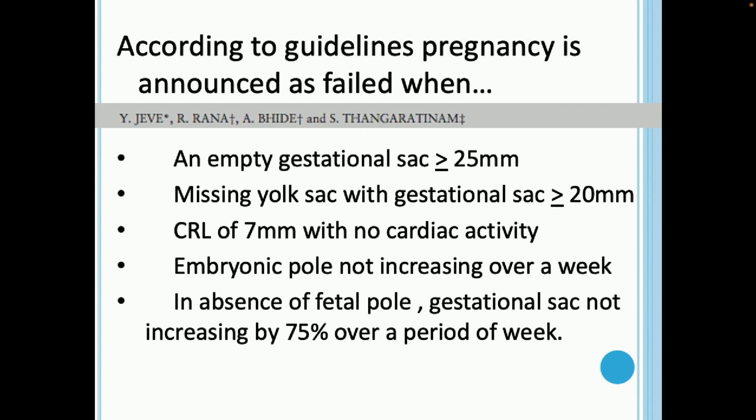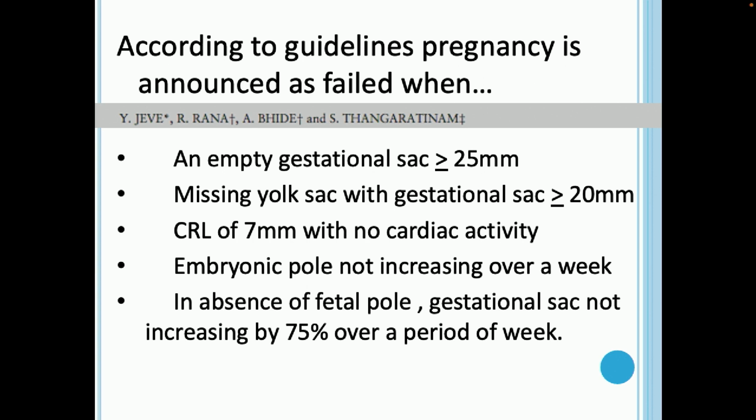Why these guidelines? Because once you report that it is not going to grow, that means it should not grow. It should not happen that you have told the patient the pregnancy is failed, this pregnancy is not going to grow, and in some rare 1% or 0.1% of cases, the patient will come back with 6 months of pregnancy. So that is why the guidelines are a bit strict and too wide.